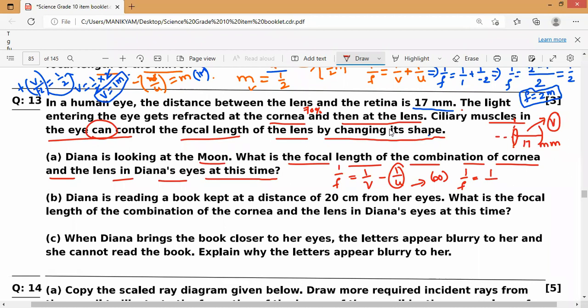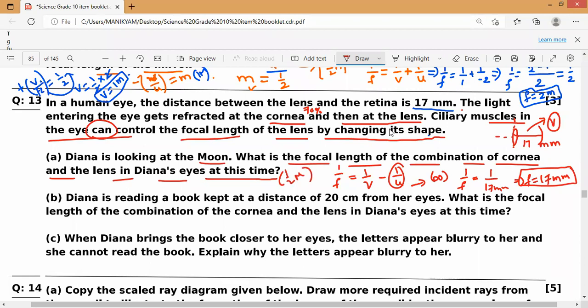So V is equal to 17 mm. Now if you do the reverse, F is also what will come? Focal length is also 17 mm. Make it fast, you have to solve. If you do not solve, you will never get the mark. If you write 17 mm for this question, you will get just half mark.